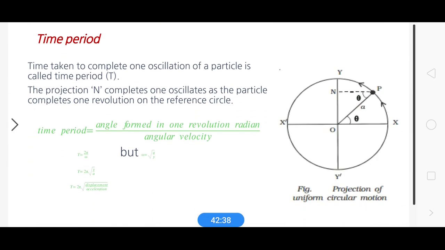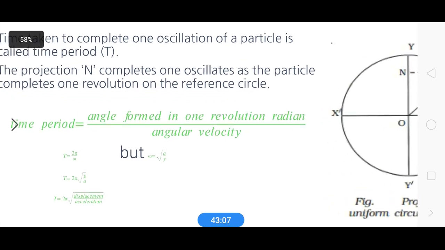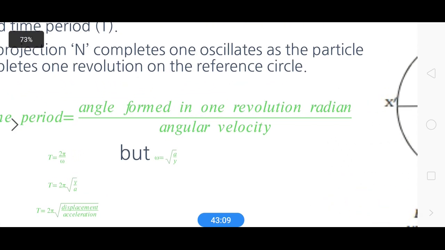Then we go for the time period. Time period is nothing but the time for one oscillation. So time period is equal to the angular displacement by angular velocity. As the projection completes one oscillation, the particle completes one revolution on the reference circle. So the time period is equal to the angle covered in one complete rotation, which is 2 pi, by the angular velocity omega. So T is equal to 2 pi by omega.